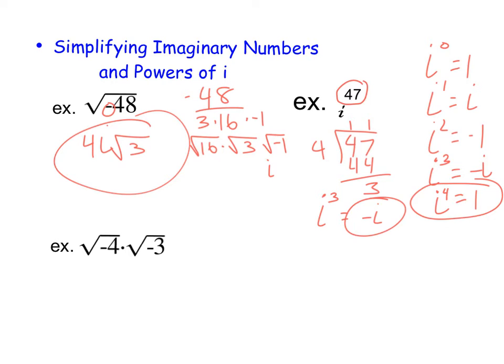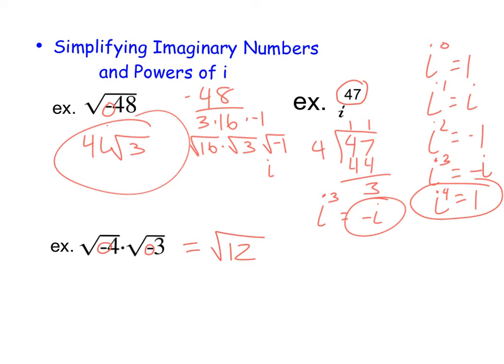Okay, so now this one is the one that's most commonly done wrong. I don't know that we did a lot of these in class. So normally I would say multiply those together, but here's the problem. When you multiply those together, you get positive 12. You can't do that with negatives under the root. You need to pull the i's out before you multiply.